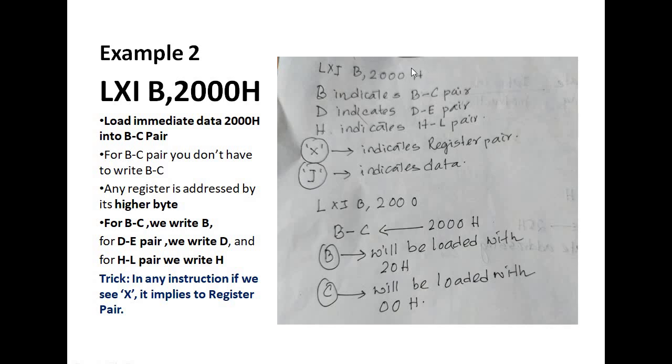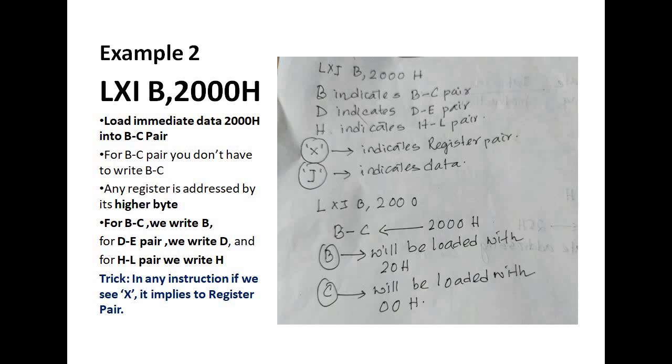So the 2000H data will get loaded in register B or register BC. 2000H is 16-bit data, but the B register is 8-bit. So how can 16-bit data be loaded in register B, an 8-bit register? It is impossible. So it means B indicates the BC pair.